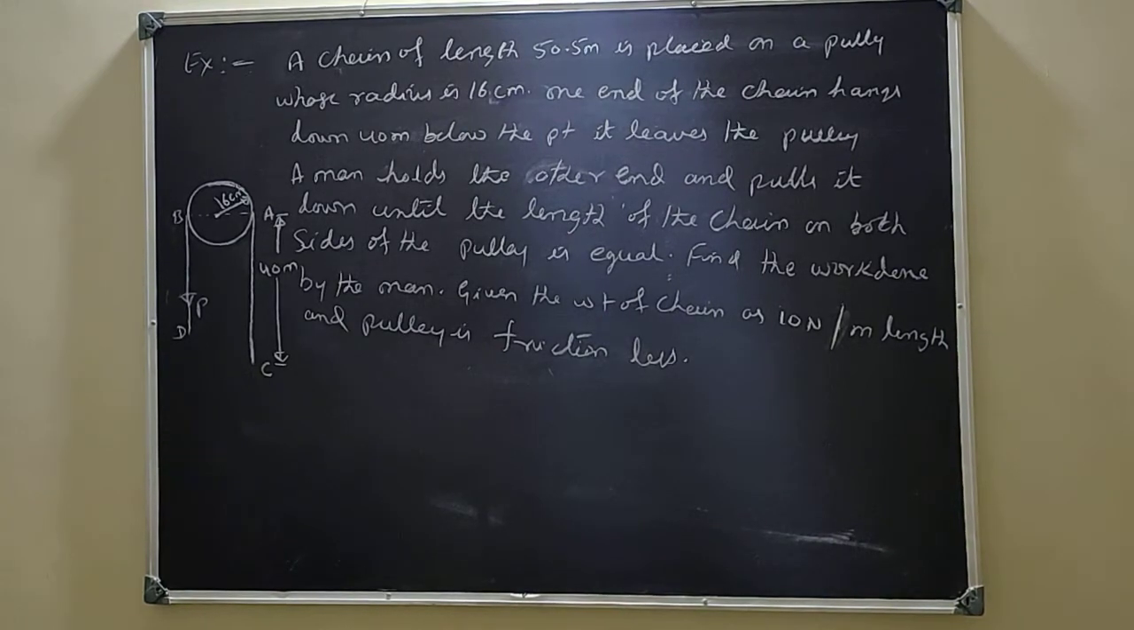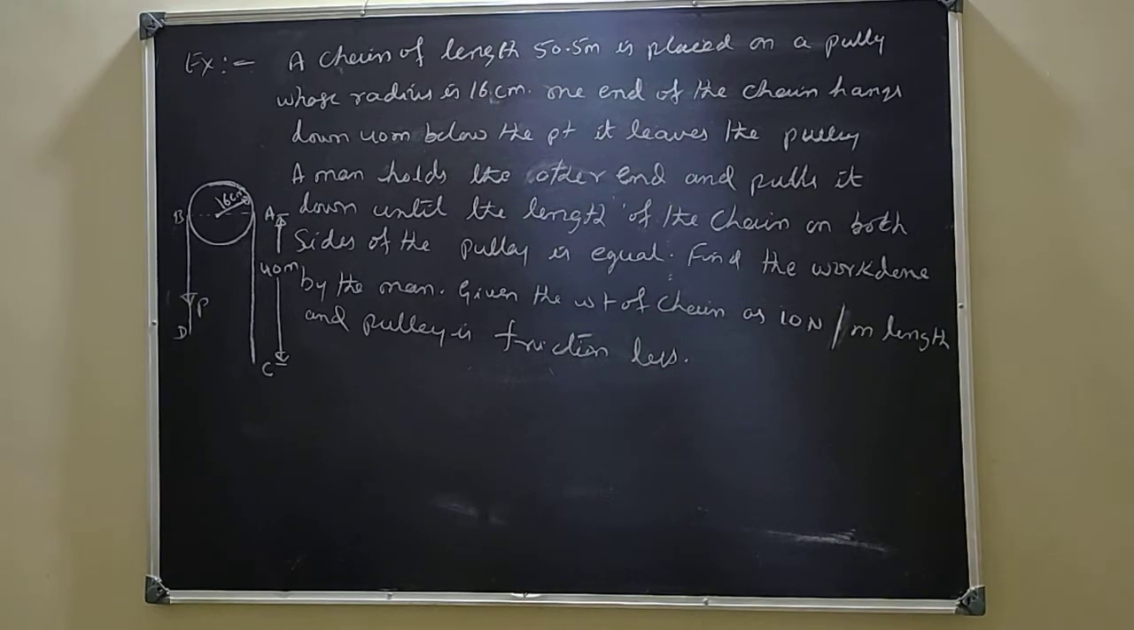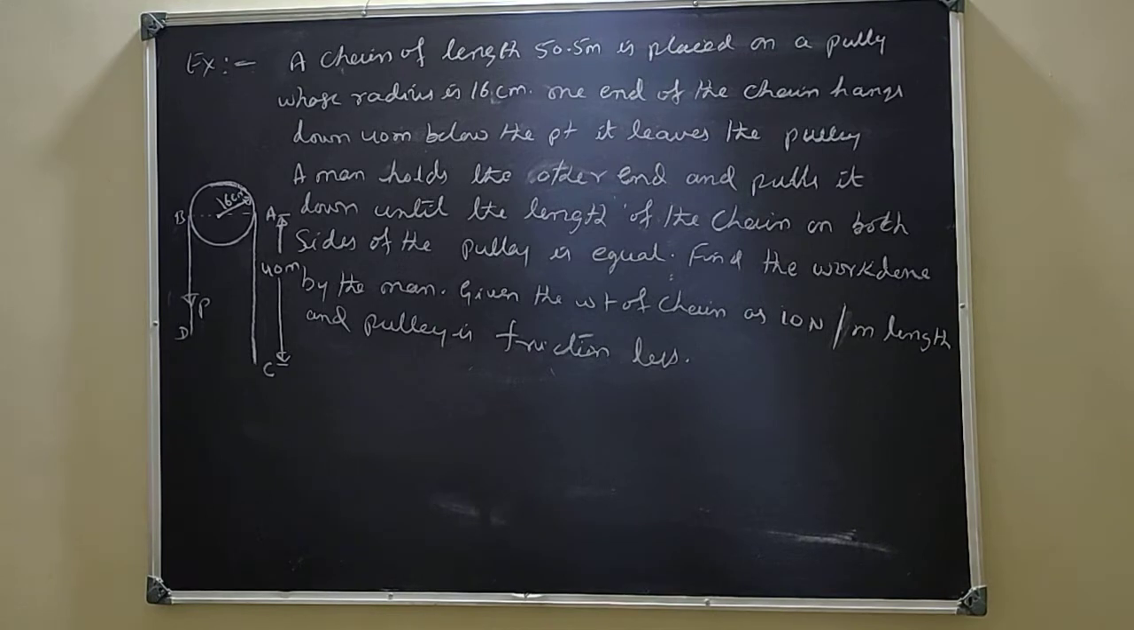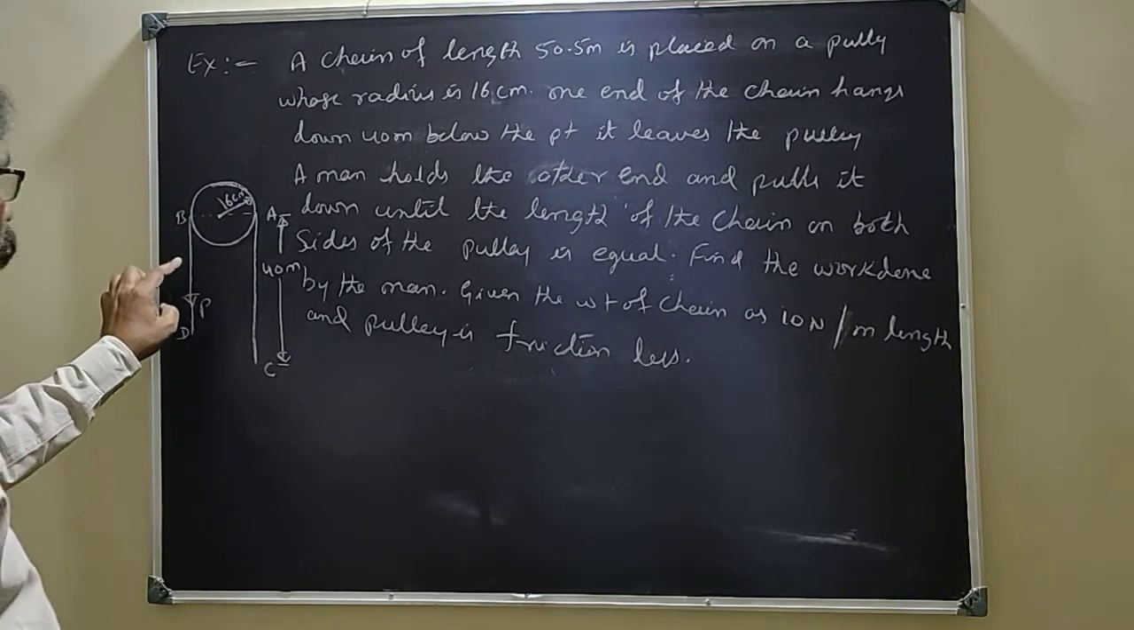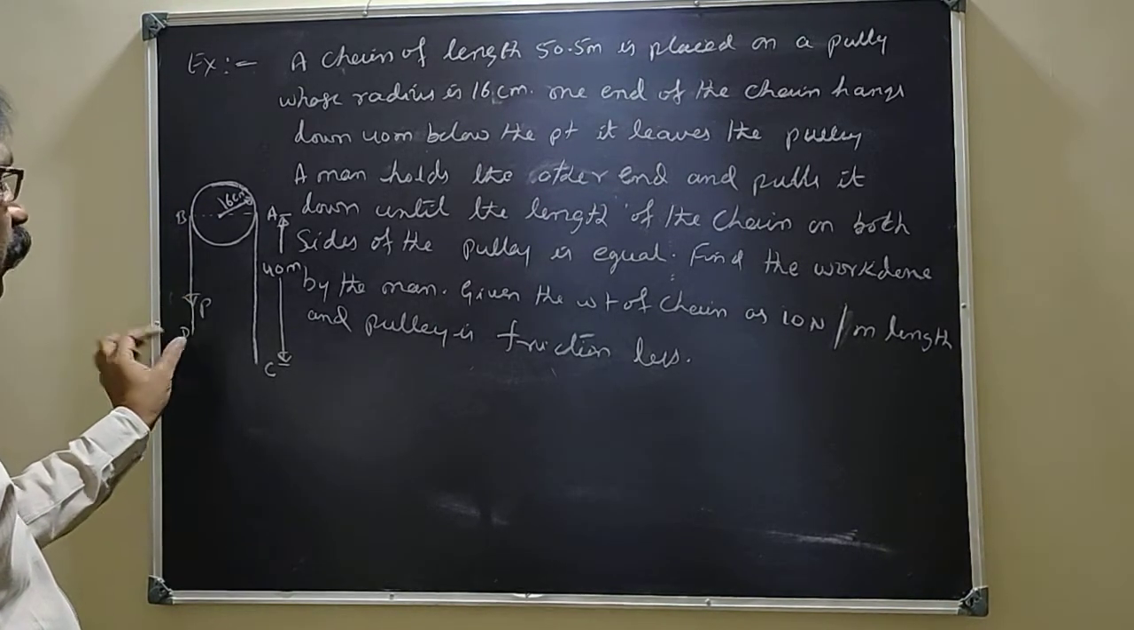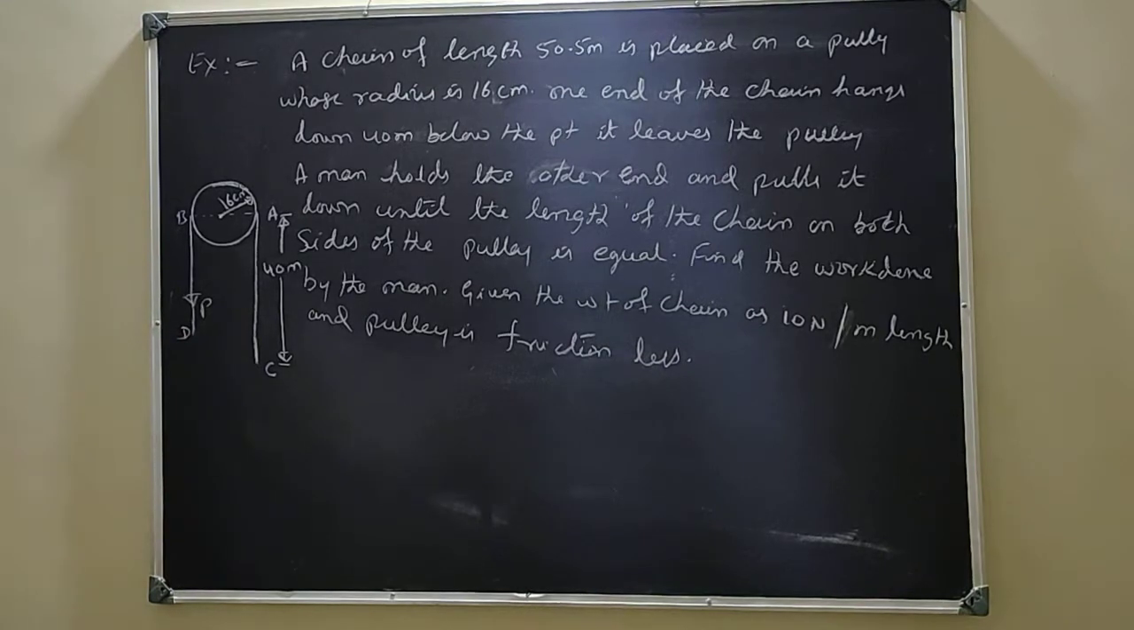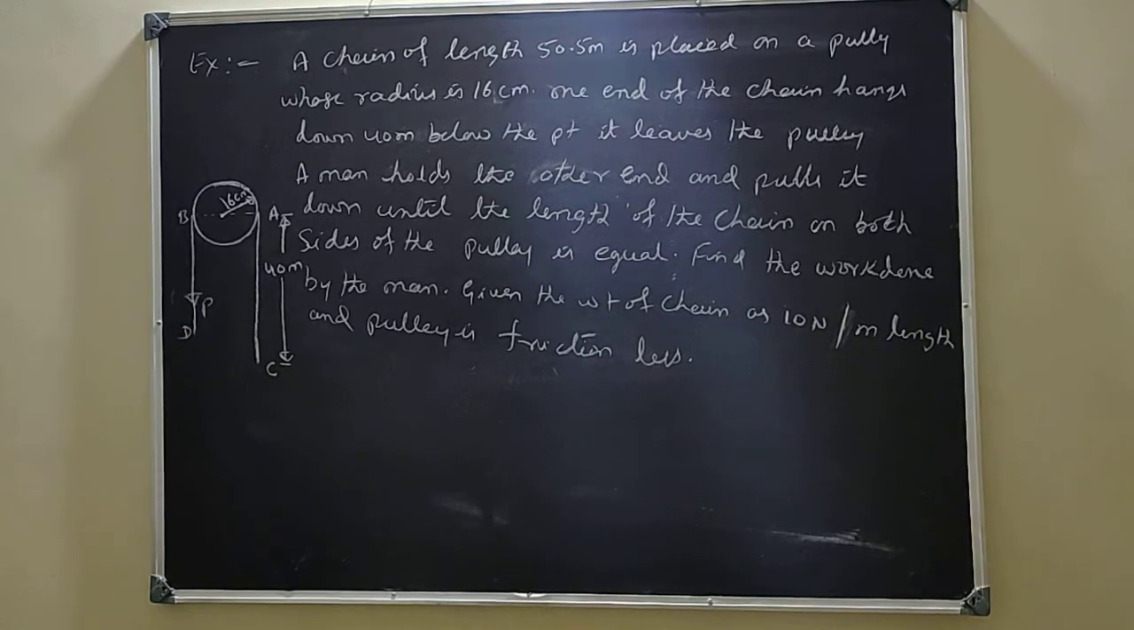And a man holds the other end and pulls it down until the length of the chain on either side of the pulley is equal. So he has to pull down, so it will become equal. Find the work done by the man. So given the weight of the chain as 10 Newton per meter length and the pulley is frictionless.